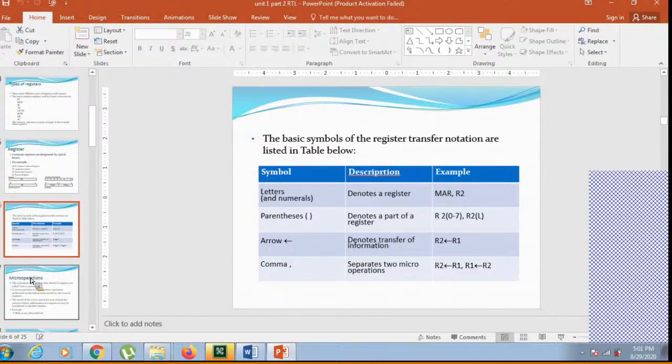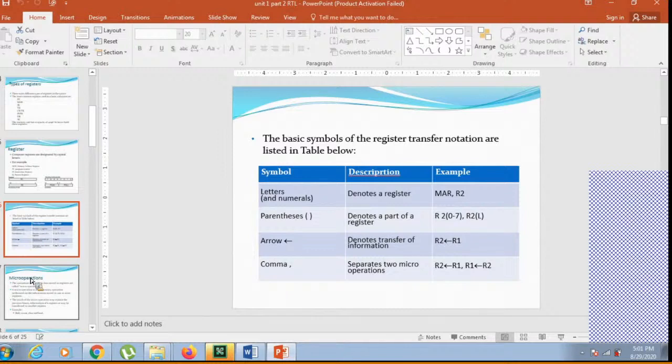include, right? If you have a register of size 16 bits, then you can specify the lower order bit as 0 and the higher order bit as 15 just above that rectangle. That is another way of representing the registers diagrammatically.